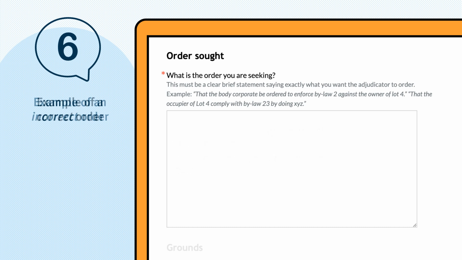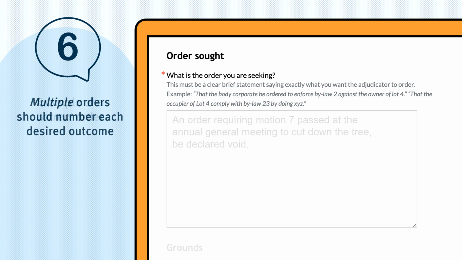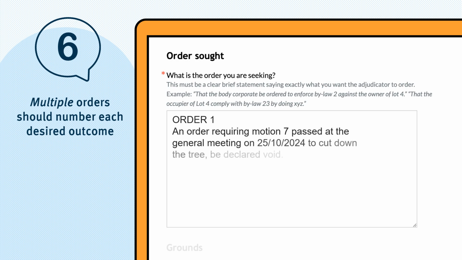An example of a correct order would be an order requiring Motion 7, passed at the annual general meeting to cut down the tree, be declared void. This statement clearly defines the order you want the adjudicator to make to resolve the dispute. If you have multiple orders, you should number each of them.